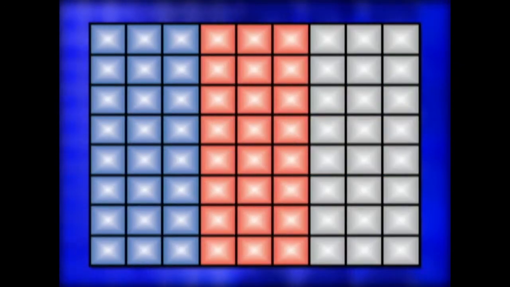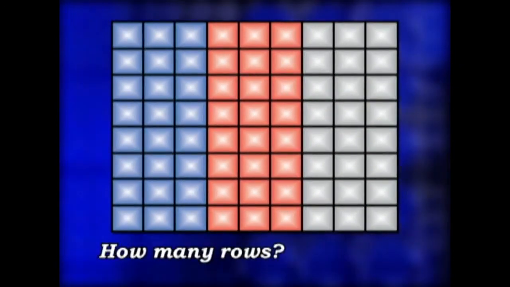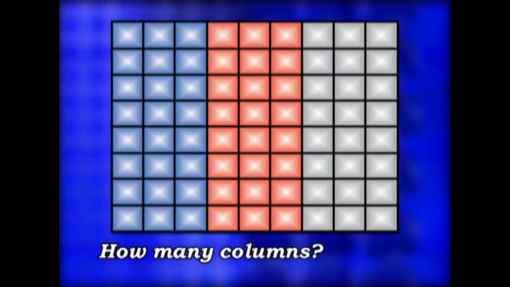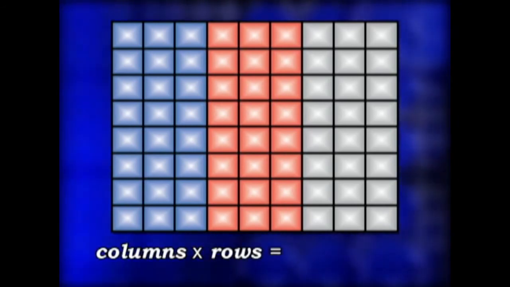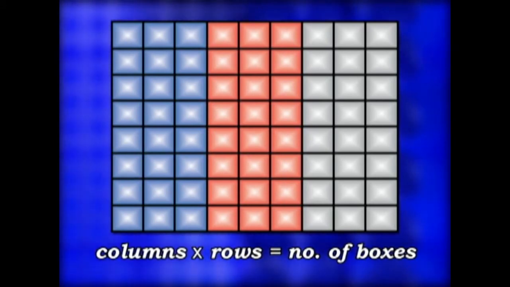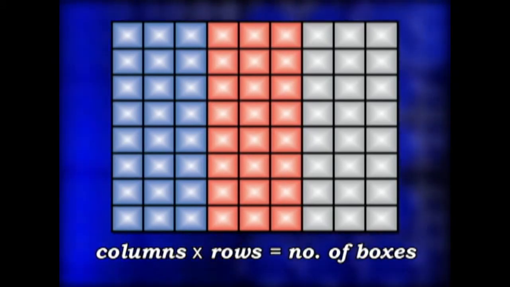Look at these boxes. We have 3 different colors. How many rows do we have? And how many columns do we have? So if we multiply the columns and the rows, we'll know how many boxes we have altogether. Let's look at the grey boxes on the right.